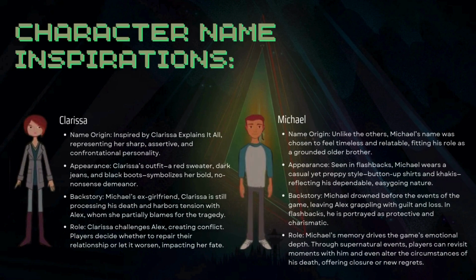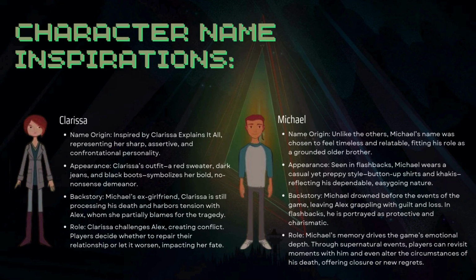Clarissa, Michael's ex-girlfriend, is the most outspoken and confrontational member of the group. Her name, inspired by the sitcom Clarissa Explains It All, suits her sharp and assertive personality. She wears a red sweater, dark jeans, and black boots, which reflect her bold and sometimes aggressive nature. Struggling with Michael's death, she holds resentment towards Alex, adding tension to the story. Players can decide whether to mend the relationship or to let the conflict remain.